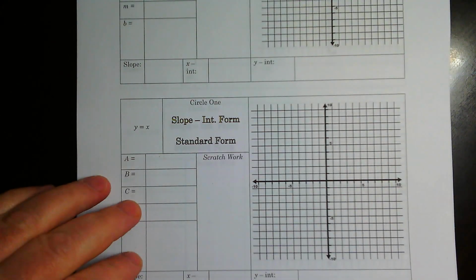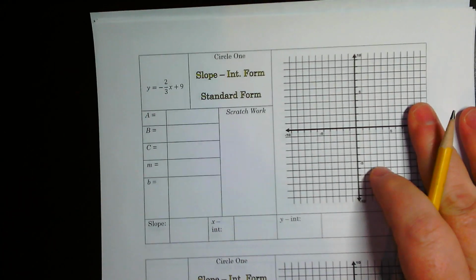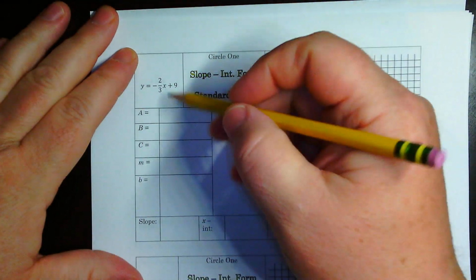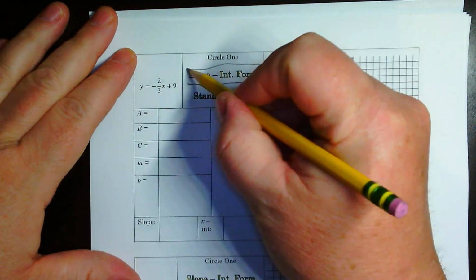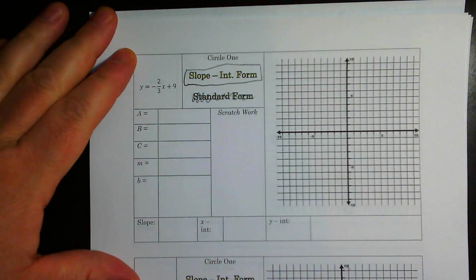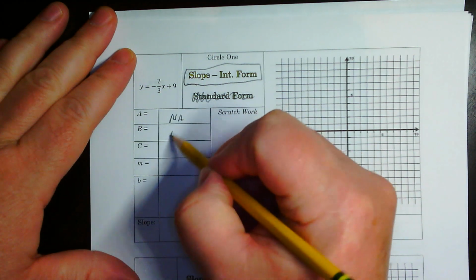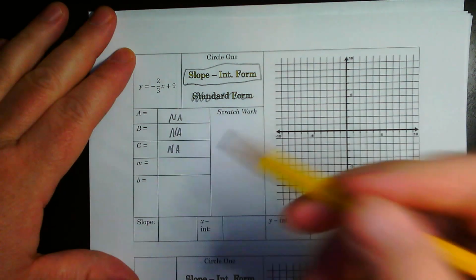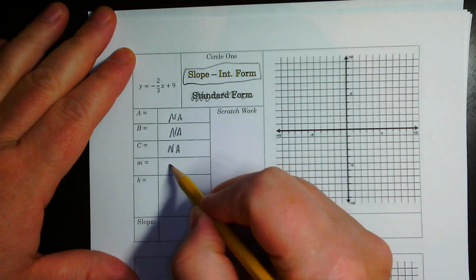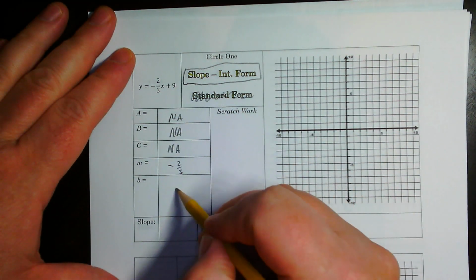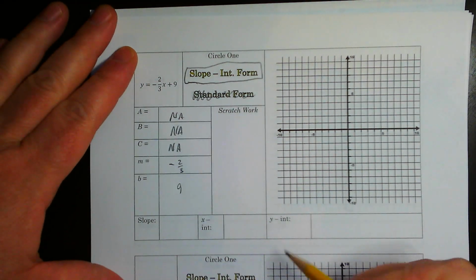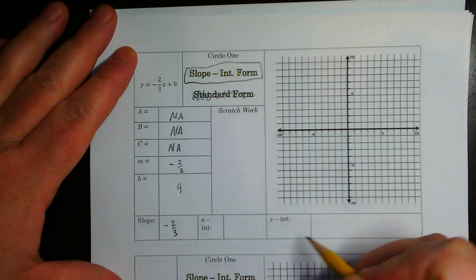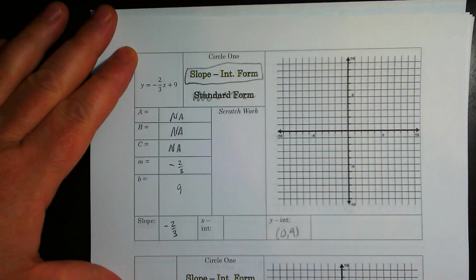All right, so let's see one more. Let's see one that's in slope-intercept form. All right, so here's one that's in slope-intercept form. This one, a lot easier to graph sometimes. So this is slope-intercept form, not standard form. So we don't have an a or these coefficients right here. We have m is negative 2/3, and we have b is 9. So our slope is just m, and our y-intercept is 0, b.